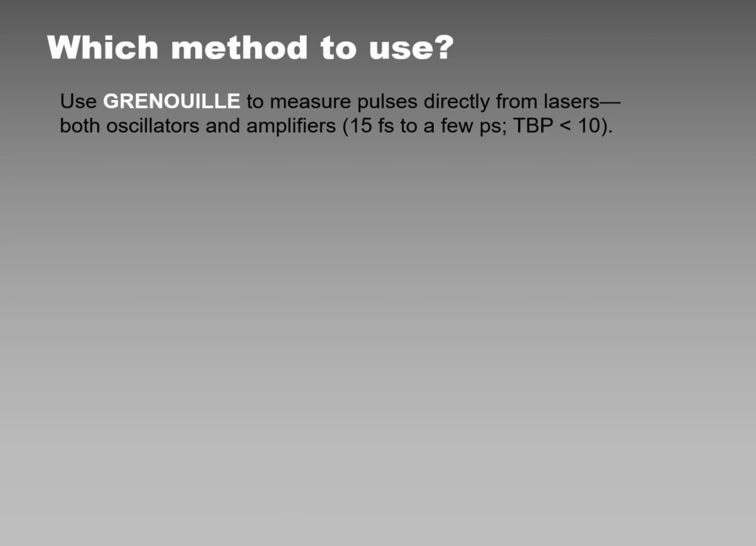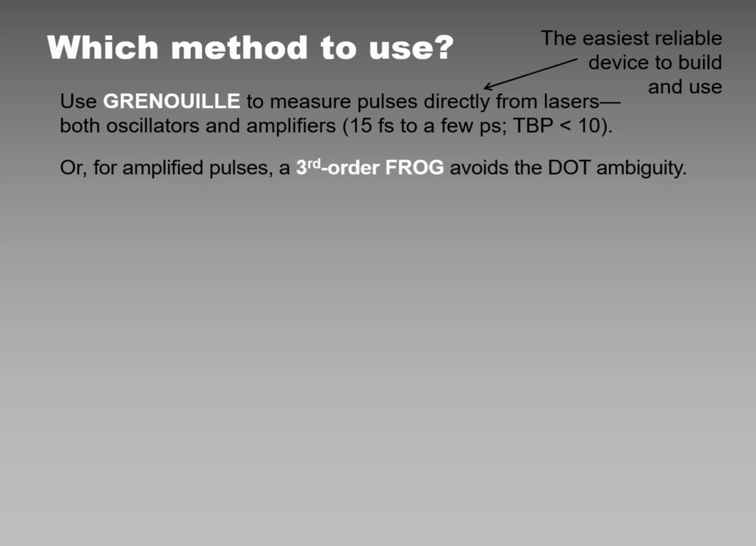So which method to use and when? Use GRENOUILLE to measure pulses 15 femtoseconds to about a picosecond long directly from a laser. You can use it for oscillators and amplifiers. And we've already talked about how to measure longer pulses. For amplified pulses, you can use a third-order FROG device to avoid the direction of time ambiguity. Now, amplified pulses usually have enough energy to make single-shot measurements in any device capable of doing so.